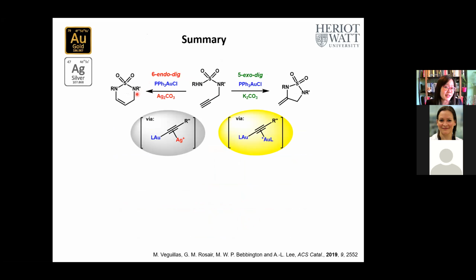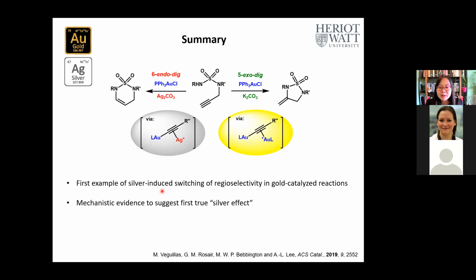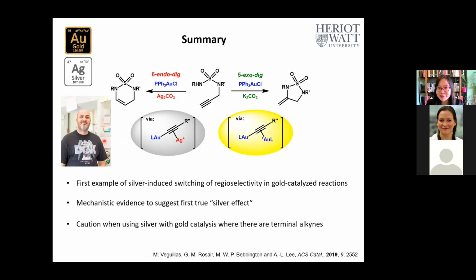So just to summarize the first half of my talk, it was about the silver effect. We showed the first example of silver-induced switching of regioselectivity in gold-catalyzed reactions. Usually, it was mainly just a rate change. We also think it's the first mechanistic evidence to suggest a true silver effect, so one that actually messes up your gold catalytic cycle. And then finally, it also means more generally that when you have terminal alkynes like that, you maybe want to be careful when you're using silver, though in our case, it was kind of a happy result for us. So thanks to Marcos, the postdoc who did all of this work.